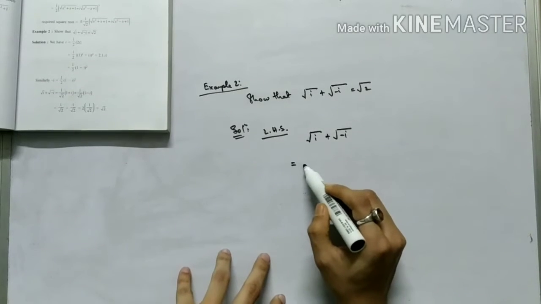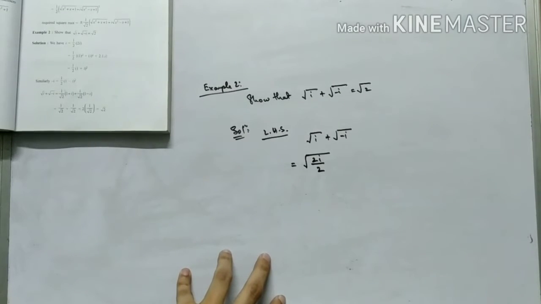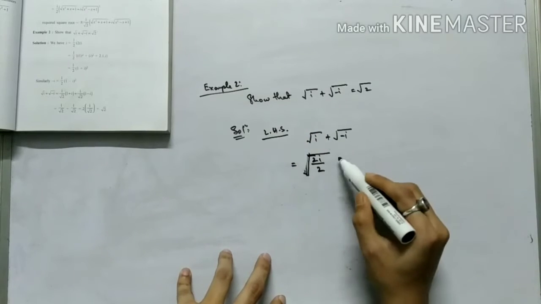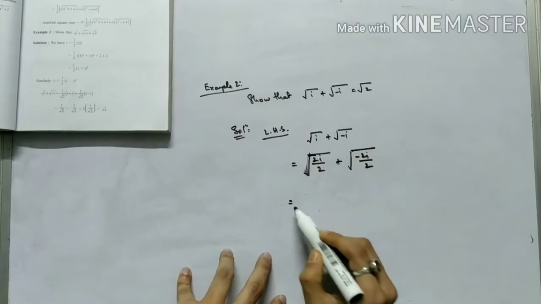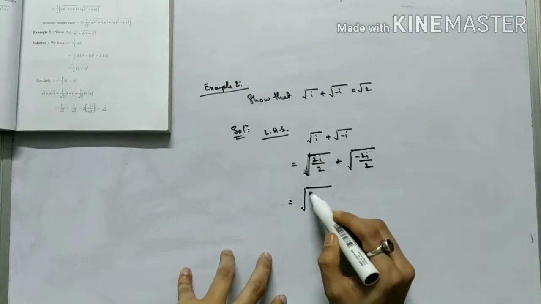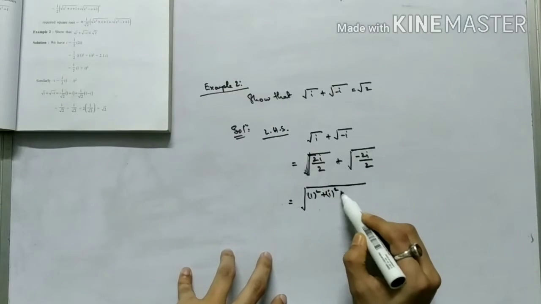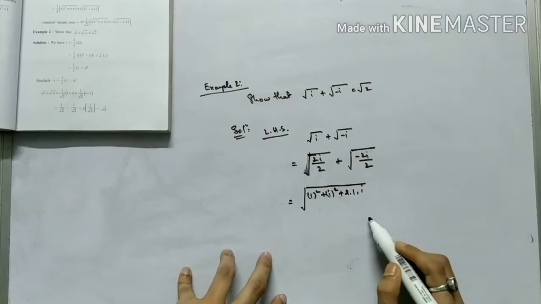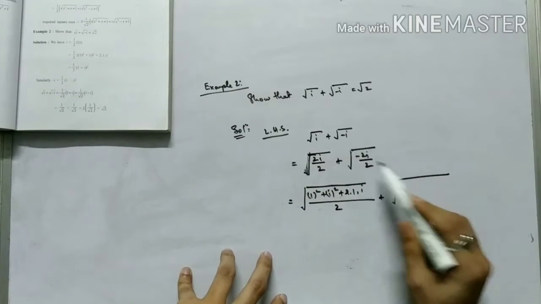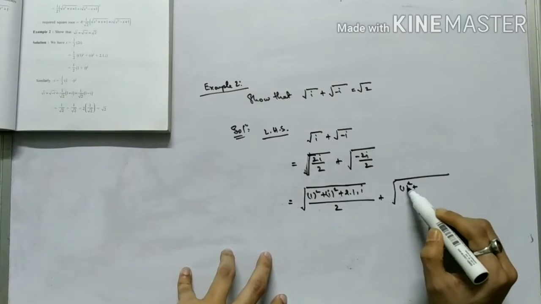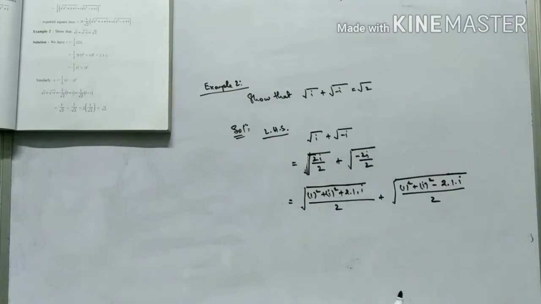This one you see, I can write this in this way: root over twice i by 2, plus again root over minus twice i by 2. So this is root over twice i, which I can write as 1 the whole square plus i the whole square plus 2 into 1 into i, by 2, plus root over i the whole square, 1 the whole square plus i the whole square minus 2 into 1 into i by 2. Understand?